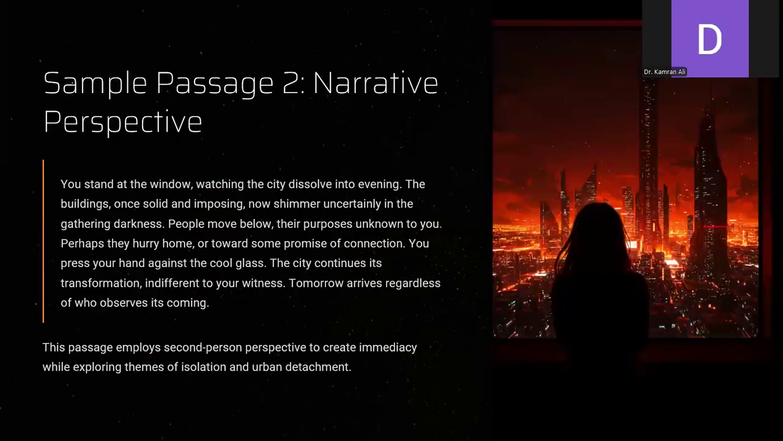Okay, let's go ahead. Sample passage 2, narrative perspective. You stand at the window watching the city dissolve into the evening. The buildings, once solid and imposing, now shimmer uncertainly in the gathering darkness. People move below, their purposes unknown to you. Perhaps they hurry home towards some promise of connection. You press your hand against the cool glass. The city continues its transformation, indifferent to your witness. Tomorrow arrives regardless of who observes its coming. This passage employs second-person perspective to create immediacy while exploring themes of isolation and urban detachment.